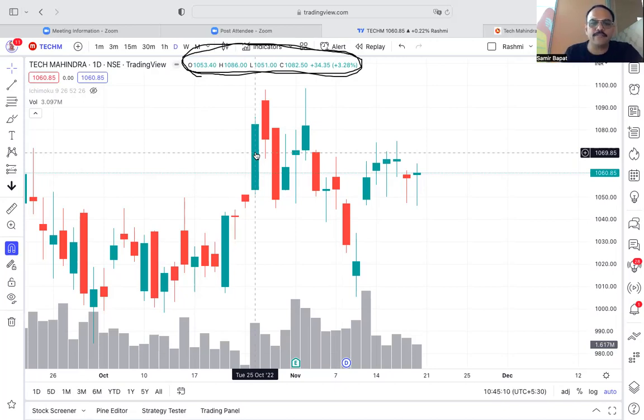So for 25th October, write down in your diary, what is the open price? 1053.40. How much was the high? Highest price it went during the day. 1086, great. Then what was the lowest price? L, it is mentioned. What is the lowest price? 1051, okay, great. And what was the close price? So close price is at 1082.